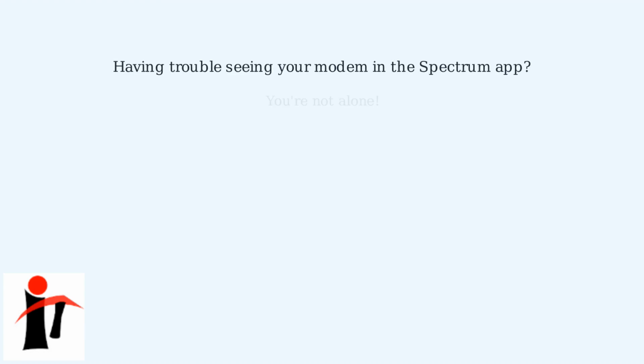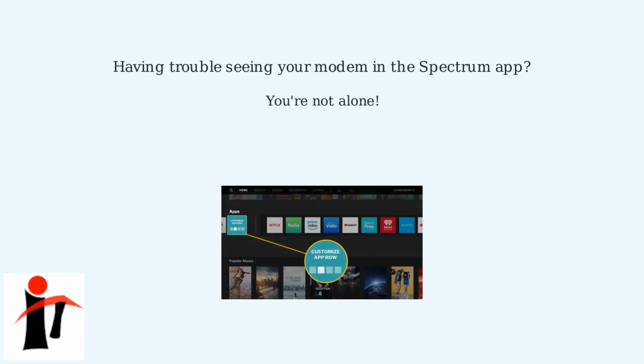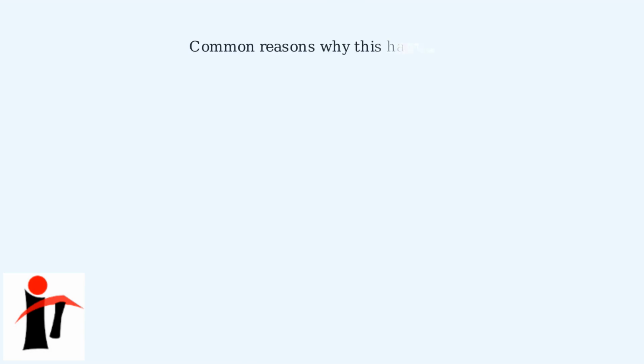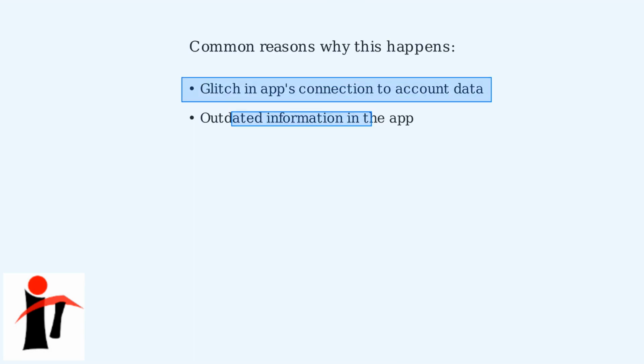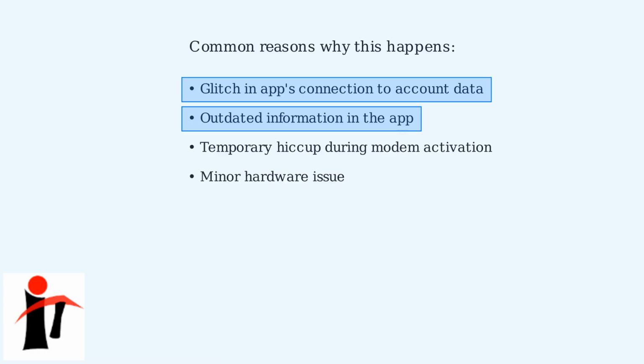Having trouble seeing your modem in the Spectrum app? You're not alone. This often happens due to a few common reasons. Most frequently, it's a glitch in the app's connection to your account data stemming from outdated information. Other times, it might be a temporary hiccup during the modem activation process or a minor hardware issue.